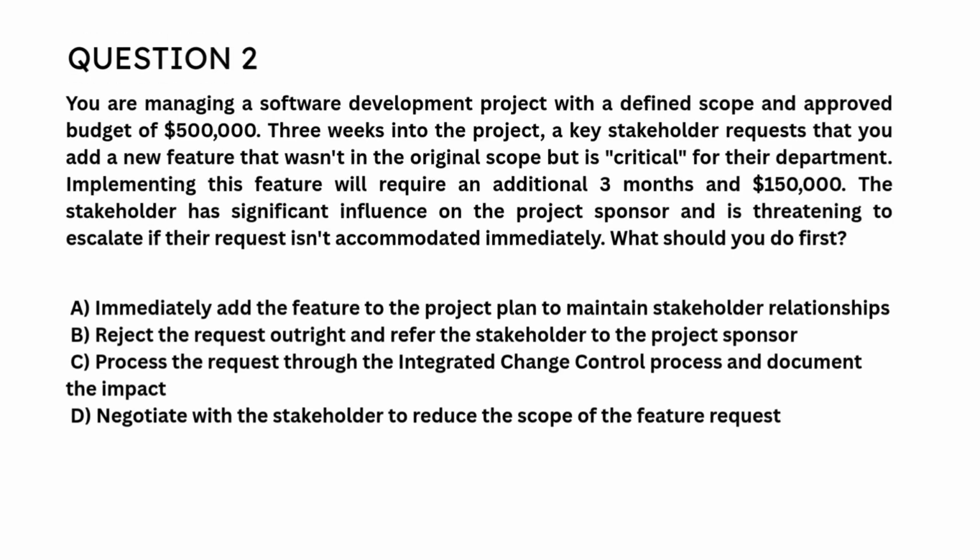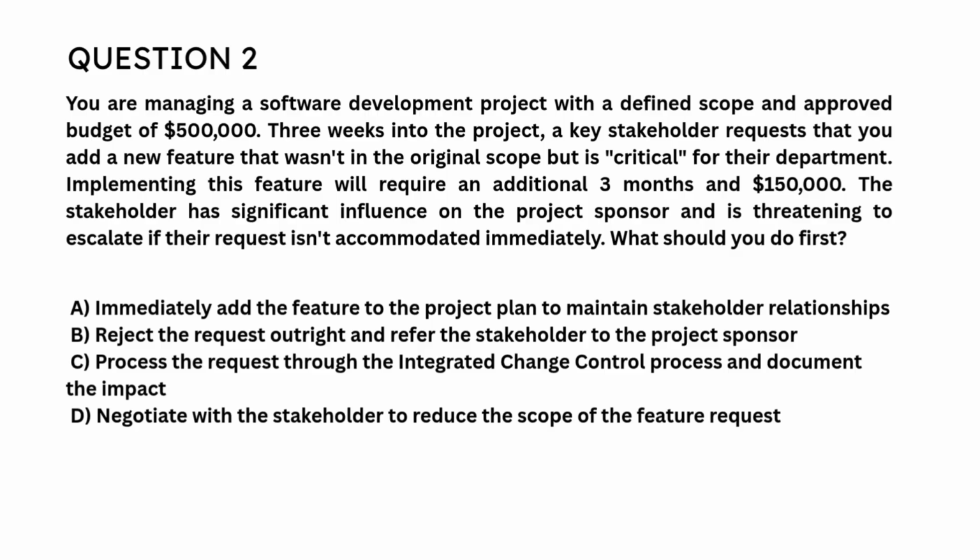Question 2. You are managing a software development project with a defined scope and approved budget of $500,000. 3 weeks into the project, a key stakeholder requests that you add a new feature that wasn't in the original scope but is critical for their department. Implementing this feature will require an additional 3 months and $150,000. The stakeholder has significant influence on the project sponsor and is threatening to escalate if their request isn't accommodated immediately. What should you do first?